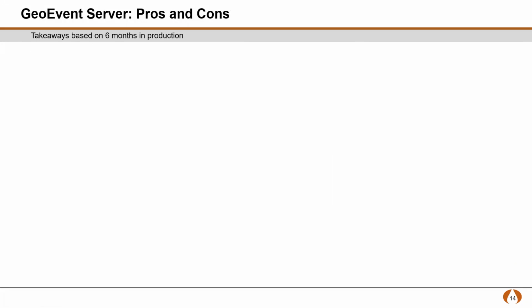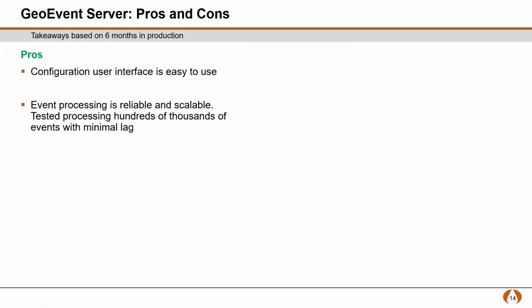So some pros and cons with GeoEvent for server, and caveat, I've only been working with this for 6 months in production, but this is what we've noticed so far. Some of the pros: the configuration interface is great, WYSIWYG, easy to use, really like it. The event processing side of things is super reliable and scalable. Our use case, we're only looking at less than 1,000 points every 15 minutes. So not a major data volume right now, but we are expecting that to grow as we implement more real-time GIS. But I did some tests processing hundreds of thousands of event records. No problem at all, just chugged right through it.